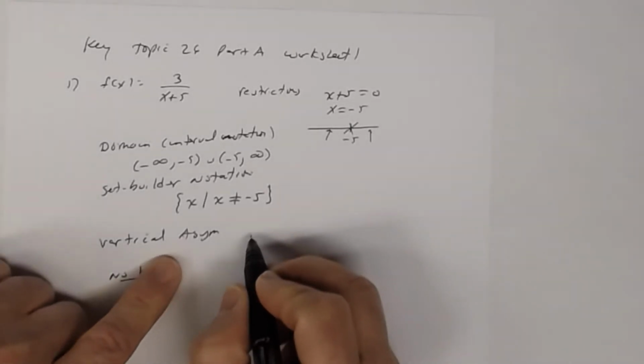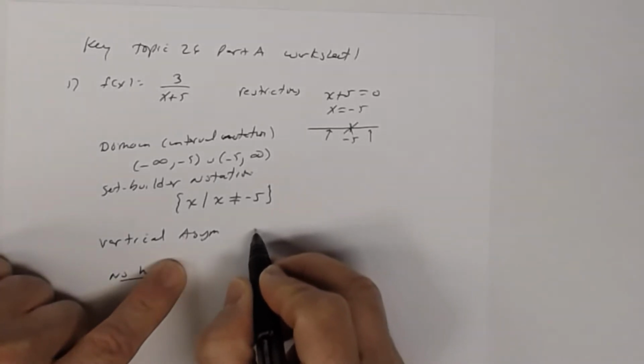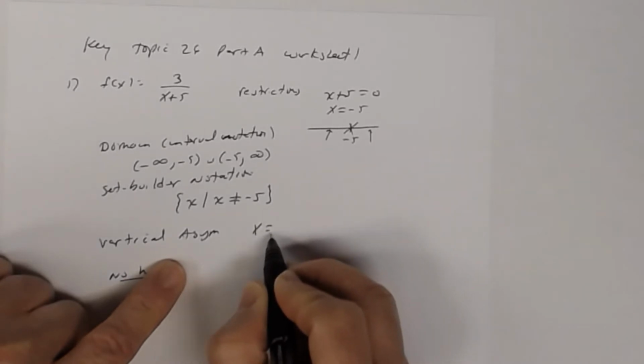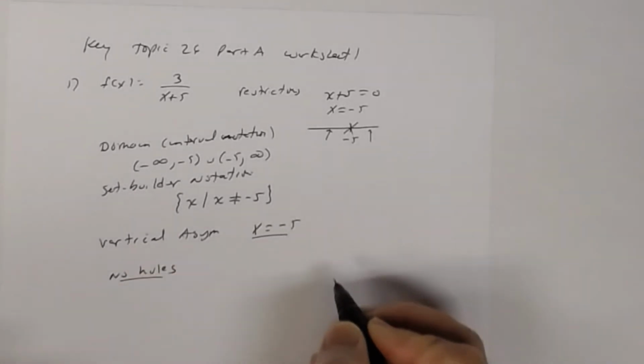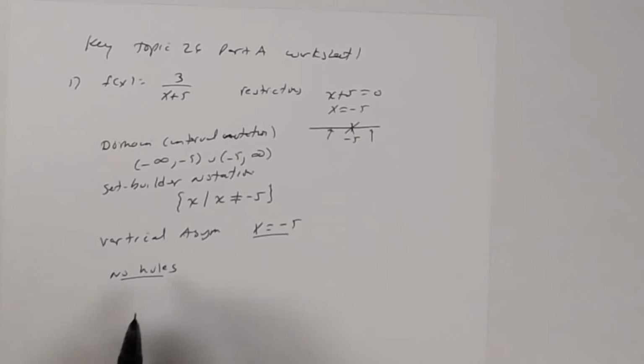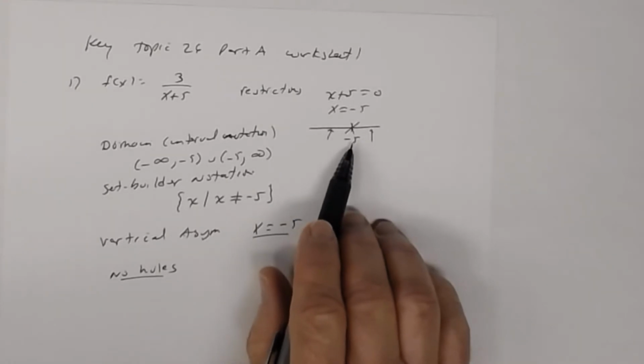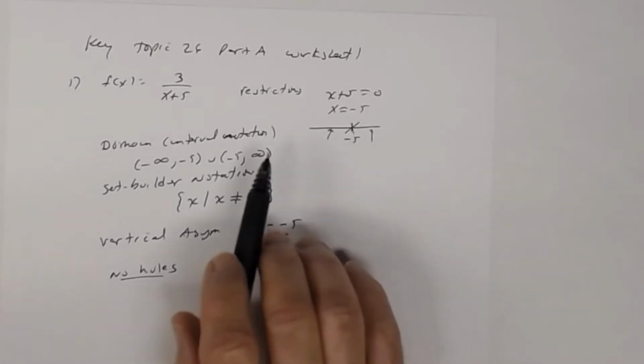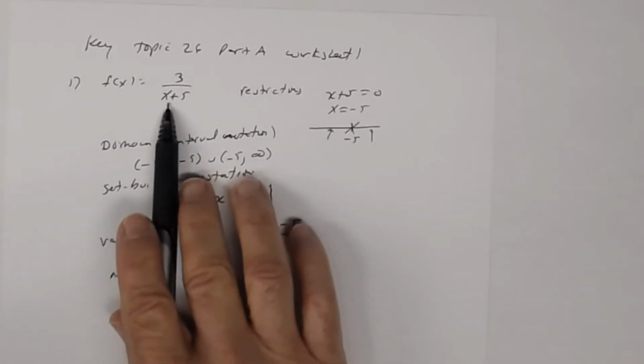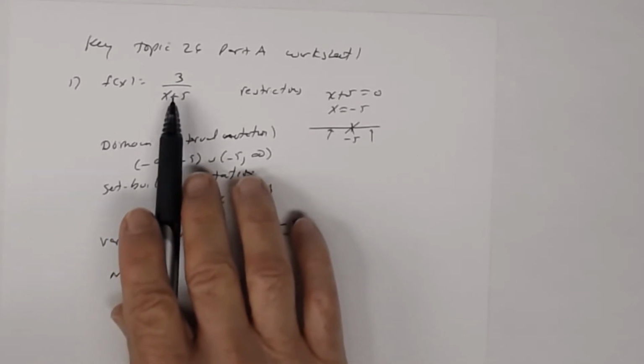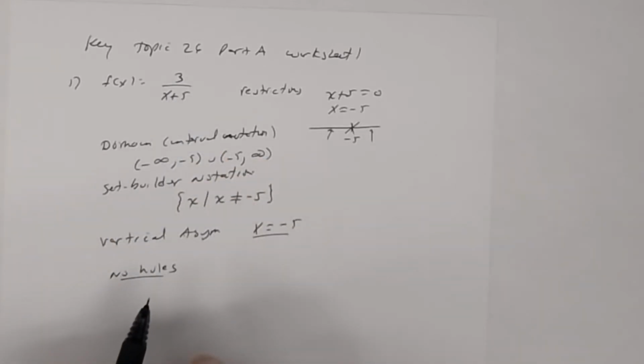So remember, the vertical asymptote is a vertical line. So you name a vertical line by saying x equals. So you have to say x equals negative 5. All right. And so the question is, does this function have any holes? The answer is no. So no holes, because this restriction we obtained from this factor right here, and this factor does not occur in the numerator. Okay? So that's number 1.